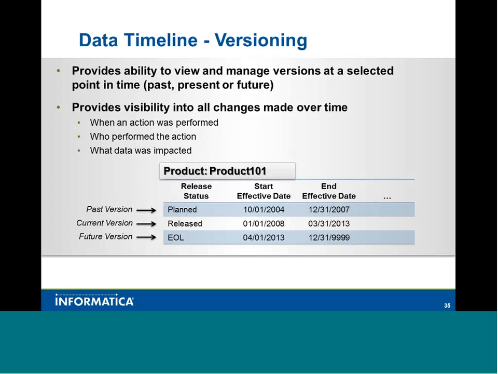So through the versioning, you're able to very well specify the different timelines of when an action was performed, who performed the action, and what data was impacted. And this is relatively new with 9.5.1.